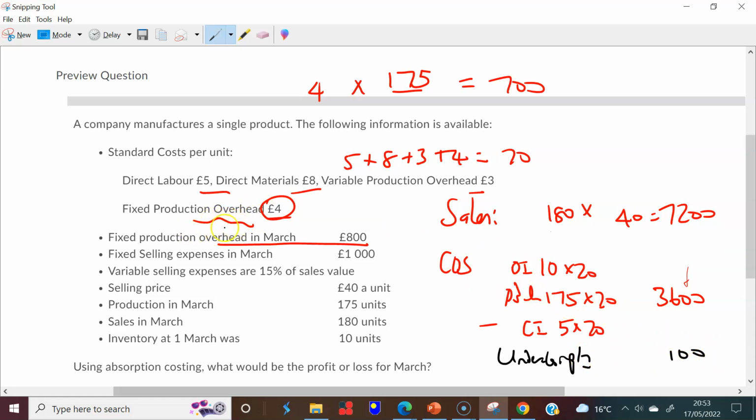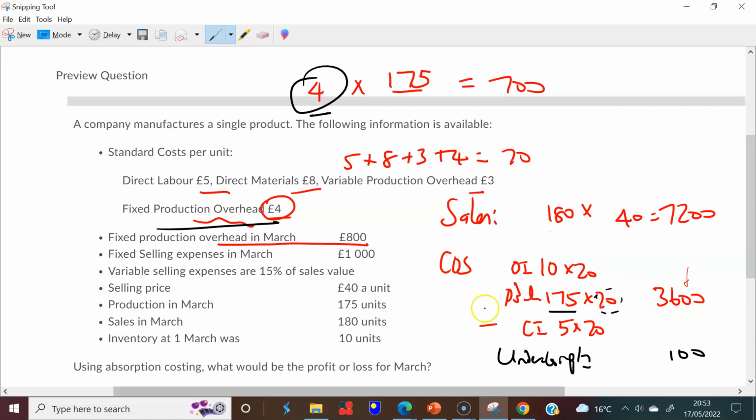because overhead figures work by putting in these amounts based on the number of units, and you produced 175, therefore you've put in 4 times that because that's based on that. This 4 is in here.